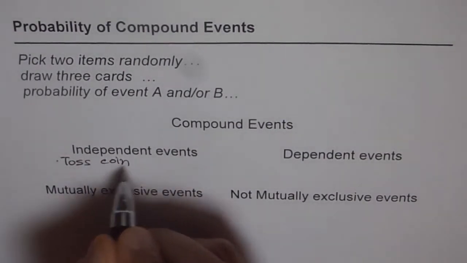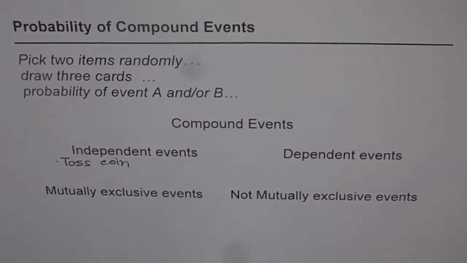Whenever we toss a coin, it is independent because a coin will have head or tail. Whether you toss it one time, two times, three times, any number of times you want, there are only two choices, right? And the second toss is independent of the previous one, correct? So tossing a coin is an independent event.